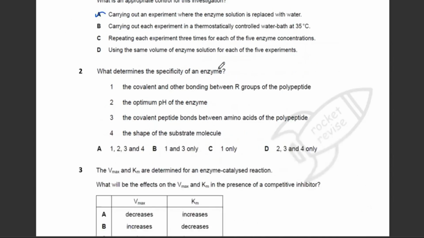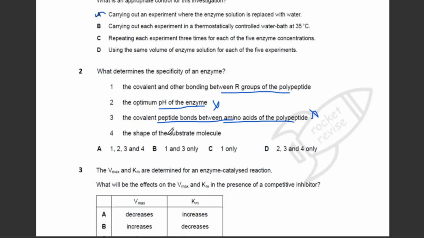What determines the specificity of an enzyme? This is a very easy thing. A: covalent and other bonding between R groups of the polypeptide. And why are they talking about polypeptide? Because enzyme is protein in nature. It determines the shape of the active site. B: the covalent peptide bonds between amino acids of the polypeptide. Do we have covalent bonds or do we just have peptide bonds? Peptide bonds. So this is also a useless option.